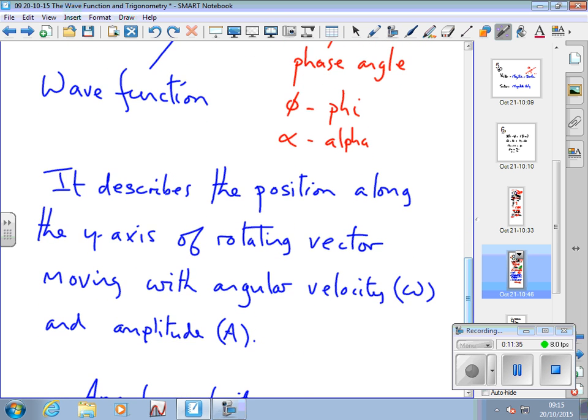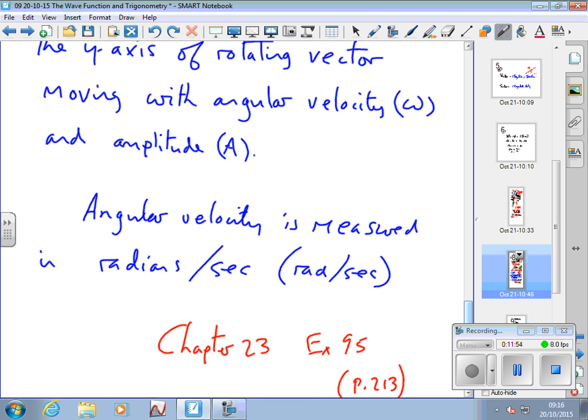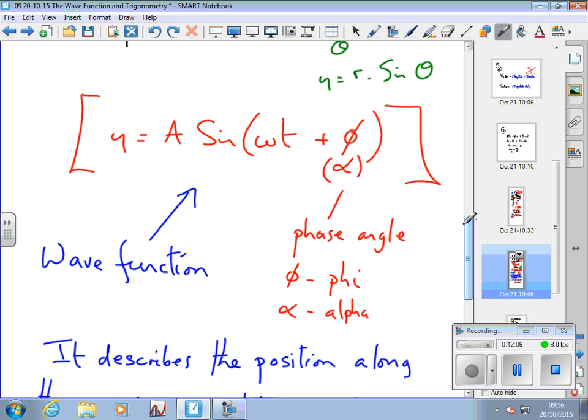And it describes the position along the y-axis of a rotating vector moving with angular velocity omega and amplitude A. This amplitude A is the radius of rotation. Angular velocity is measured in radians per second, the angle I've gone through divided by, or per second. So we always measure the angle in radians. And there's a chapter which takes you through some questions to do with finding out A, or omega, or phi, or y, given some values that you can have a look at.